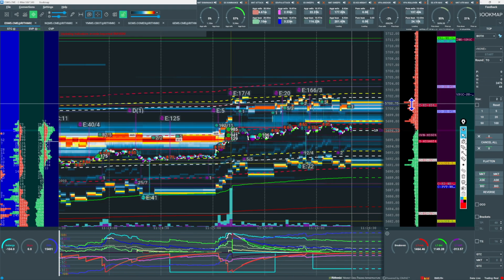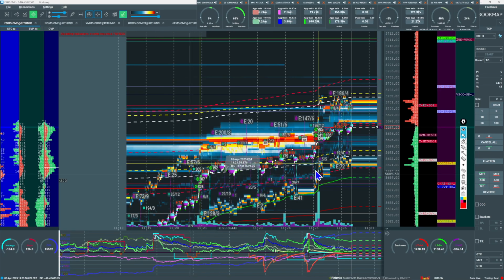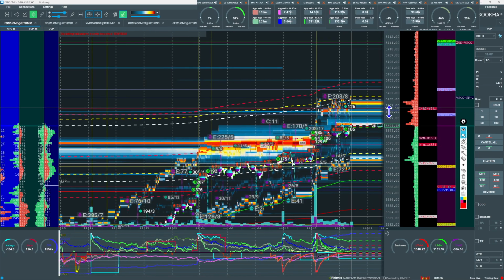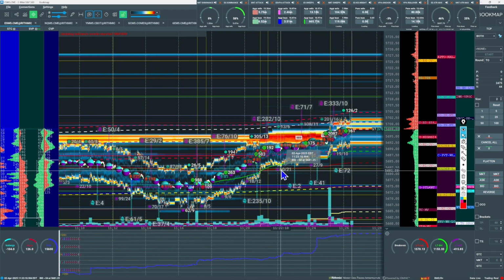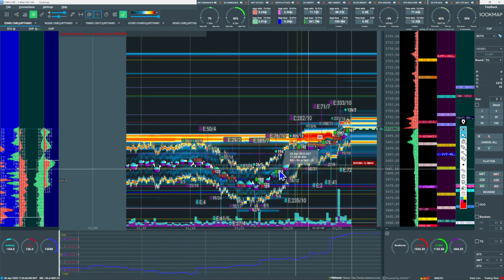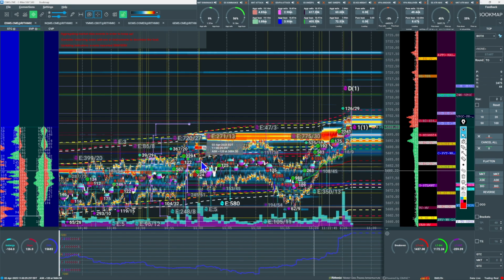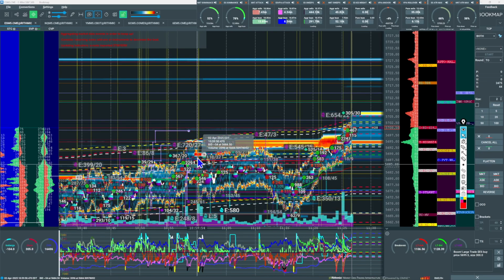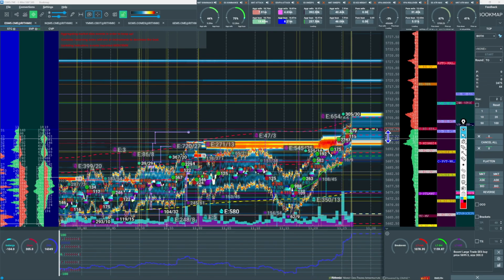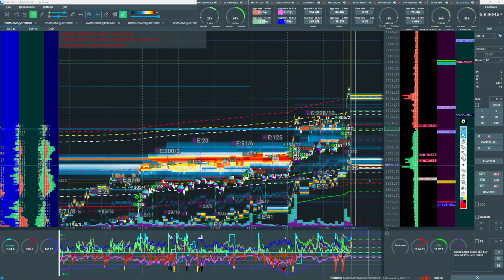I'm looking for the distribution. We already got the buying climax here. Let's see, where is it? Right, so this would be my buying climax right here at 56.85. Now looking for it to start distributing here at Camarilla R3 for the upthrust.